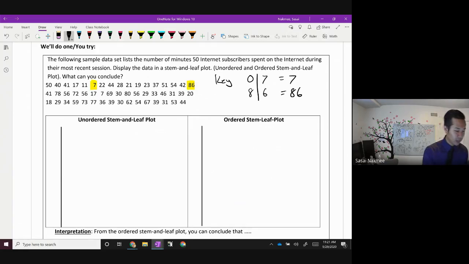The 0 is the smallest number. The 86 is the largest number. So when I set up my stem and leaf here, it should be set up as 0, 1, 2, 3, 4, 5, 6, 7, and 8.